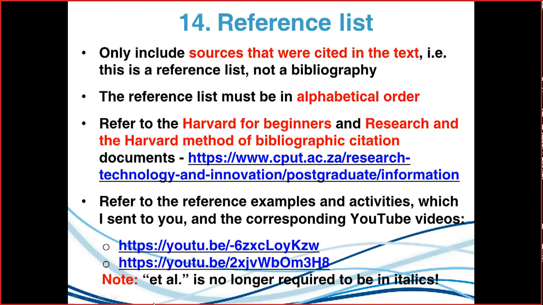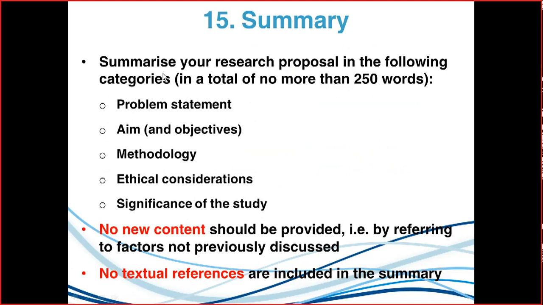But when I made these videos, et al. was still placed in italics, so now that's changed. Et al. for 3 or more authors is no longer placed in italics, but you're welcome to look at those YouTube videos. And then you need to create a summary at the end of your proposal in no more than 250 words on your problem statement, your aims and objectives, your methodology, your ethical considerations, and significance of the study. You don't provide any new data. There are no in-text references. It's just a summary, a couple of lines on each, covering these elements.